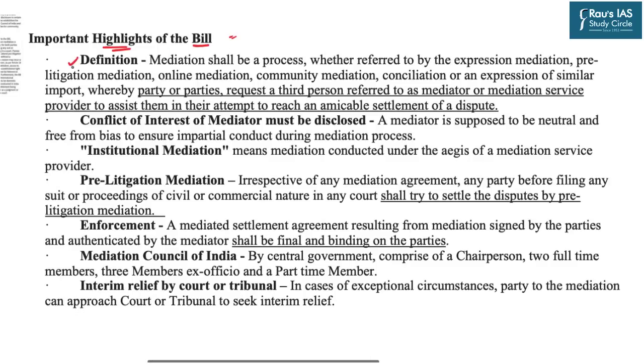So first of all comes the definition: how this bill defines mediation. An important aspect of mediation is that it should be a voluntary process. That is, let's say there are two parties, party A and party B. They have a conflict over a certain issue, but they are not willing to go to the court. Or even if they go to the court, the court asks them to settle this dispute by mediation. Whatever the situation is, both parties must agree to follow the mediation procedure. And that is when both these parties will request a third person, who will be referred to as the mediator, or if it is an institution, it can be a mediation service provider. This third party will assist both parties in their attempt to reach an amicable settlement of a dispute.